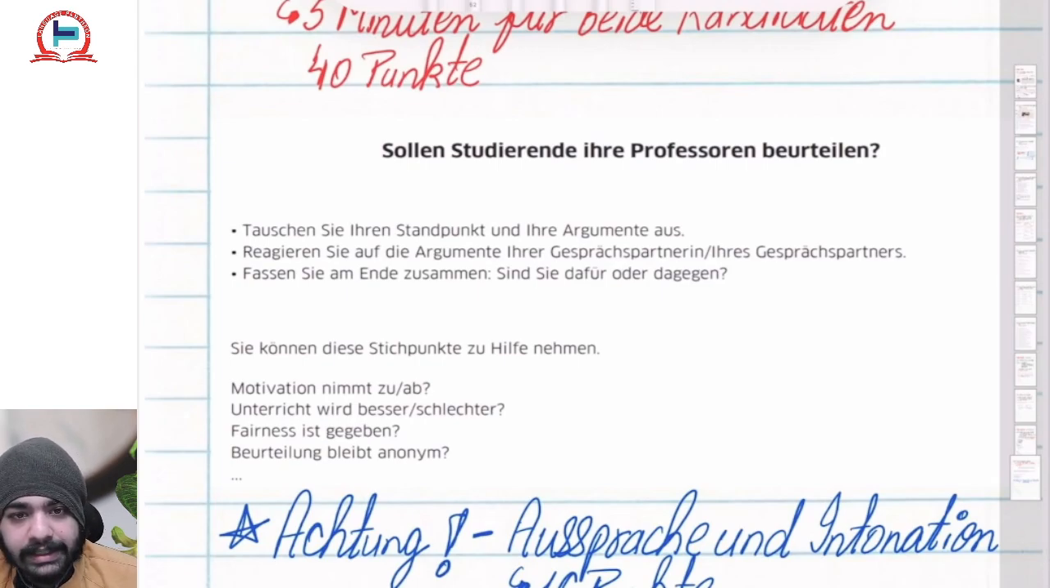Sollen Studierende ihre Professoren beurteilen? Should students be rating, judging their professors? Okay. So the themes would always be such that you can take a stand, as in whether you are in favor of it or against it.